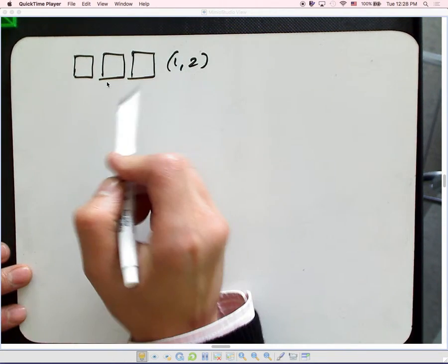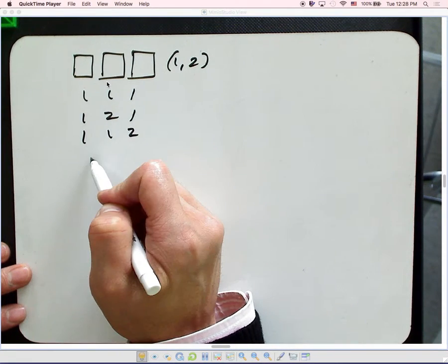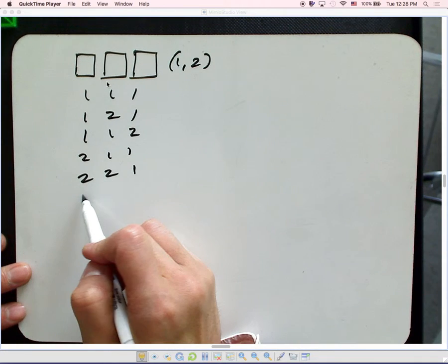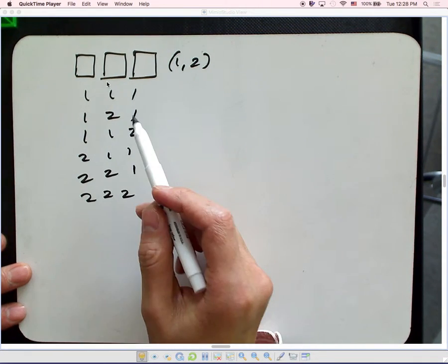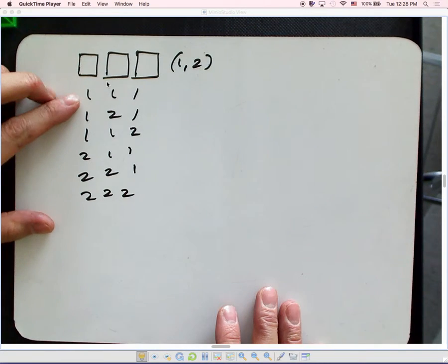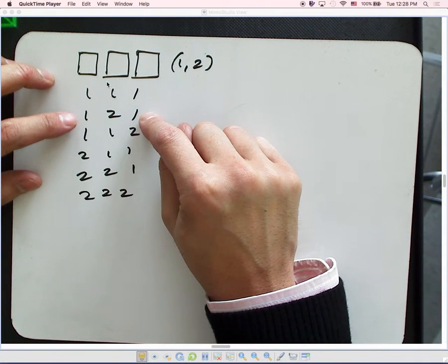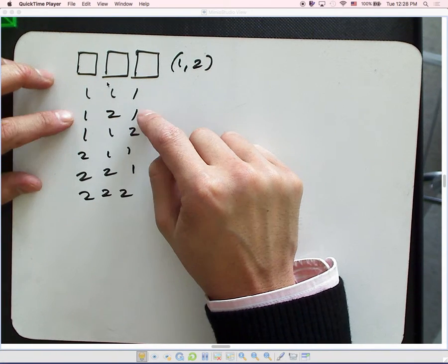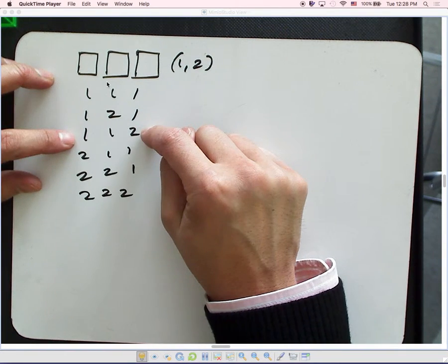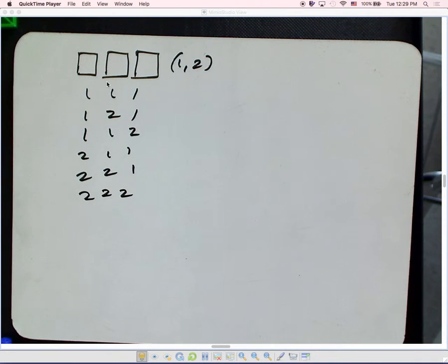You can have 1, 1, 1, you can have 1, 2, 1, you can have 1, 1, 2, you can have 2, 1, 1, and 2, 2, 1, or 2, 2, 2. So 6 of them, right? In this case, the order matters. Even though you're using two ones, 121 and 112 are different, so the order matters. That's what we call permutation.